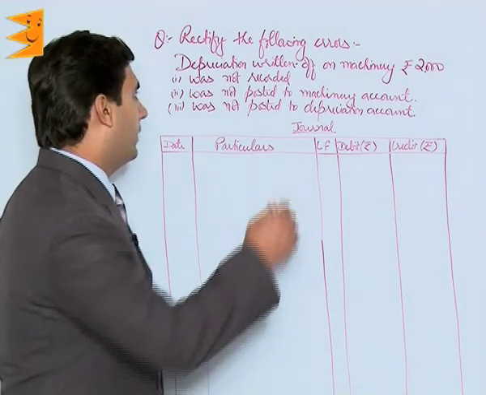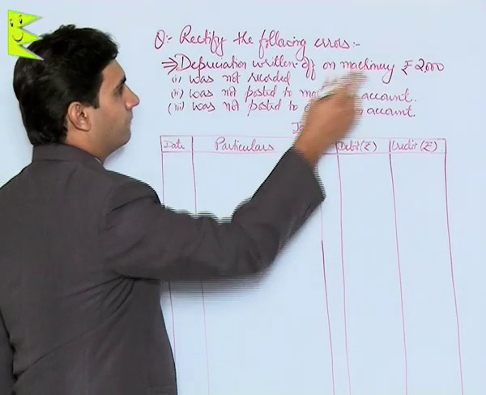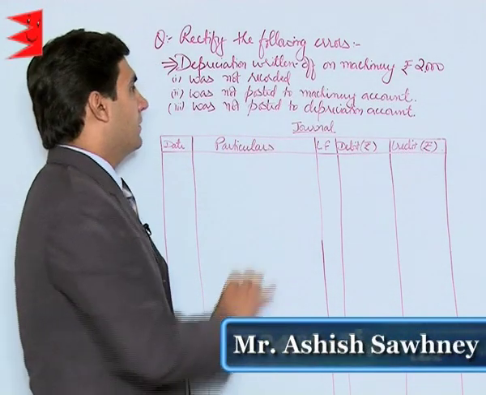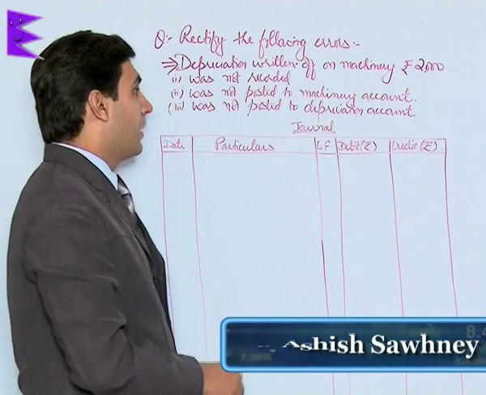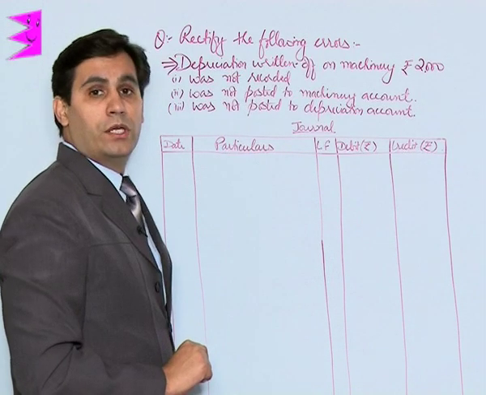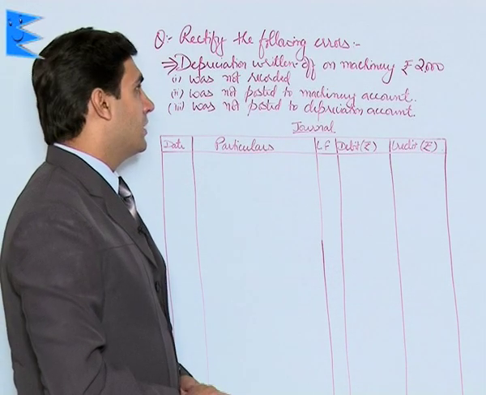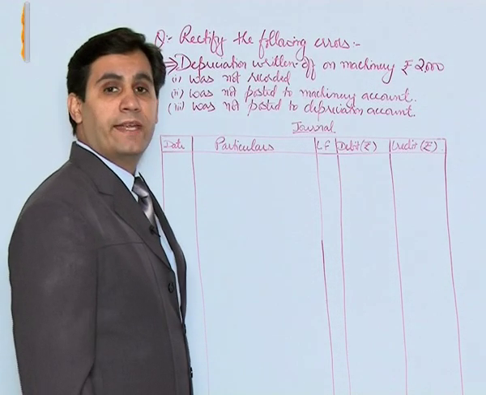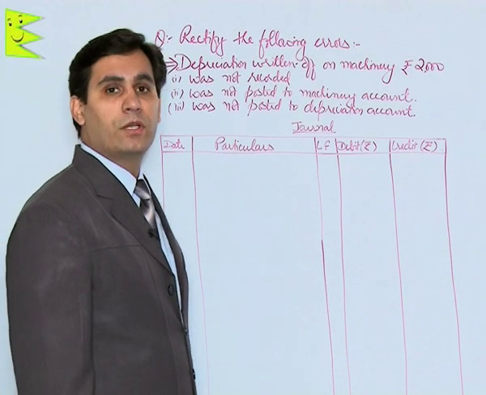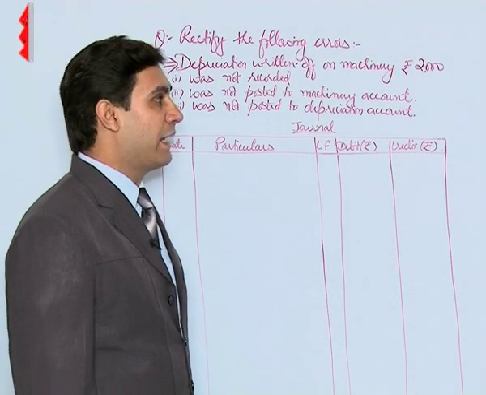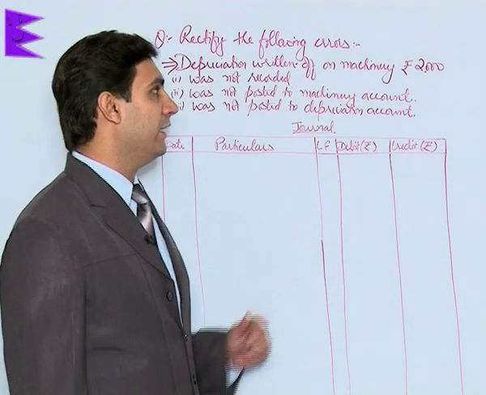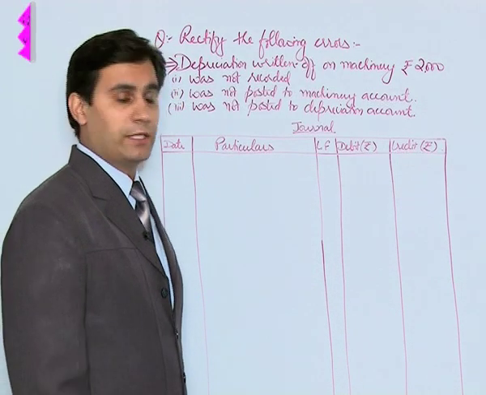In this case, the entry is depreciation written off on machinery, rupees 2000. Let us see how we'll rectify in case this entry was not recorded, or it was not posted to machinery account, and in third case if it was not posted to depreciation account. Now students, had this been recorded correctly, the entry would have been depreciation to machinery. Depreciation is a nominal account, so debit all expenses and losses, and the machinery's balance would be reduced by rupees 2000. So just to keep in mind, the correct entry is depreciation to machinery.